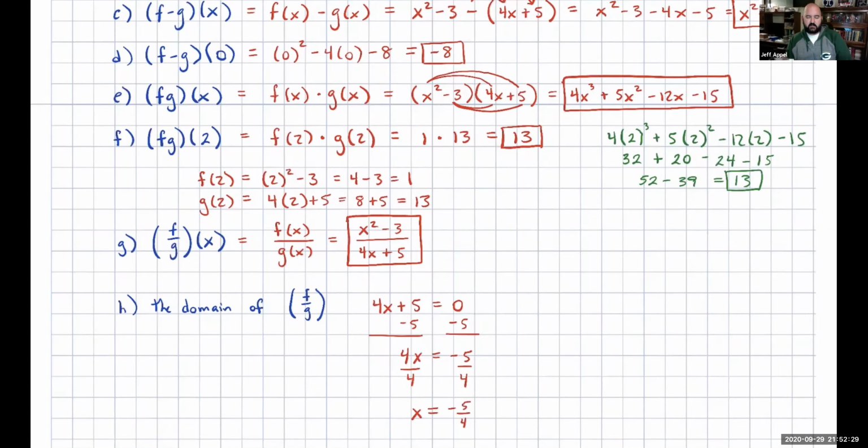Now this is the excluded value. This is the number that we don't want. We want everything but that one. So we would answer part H of this question by saying the domain is, the easiest way I told you to write this was to take x and say it can't be negative 5 over 4. Any other number you want to plug into that function up there in part G is just fine. You just can't use negative 5 over 4 because if you did, it would completely zero out your denominator.